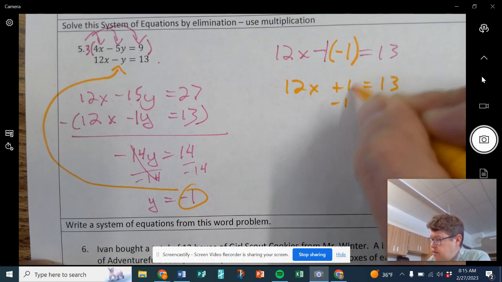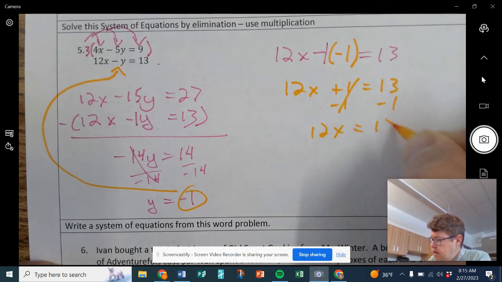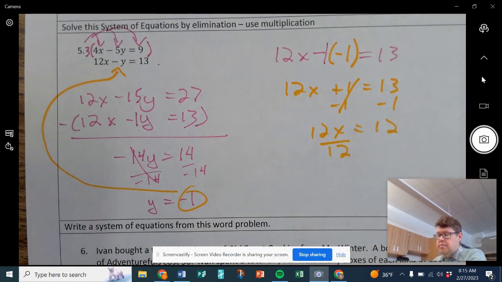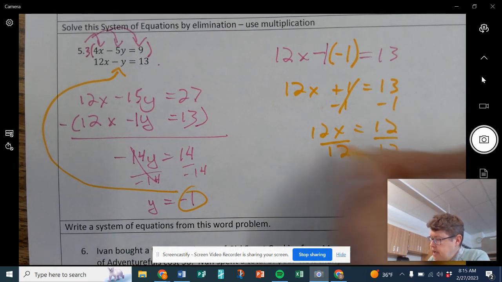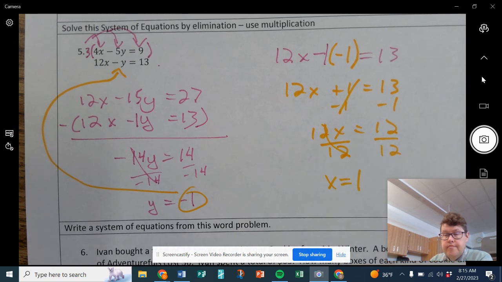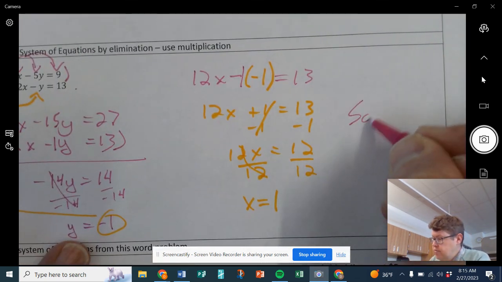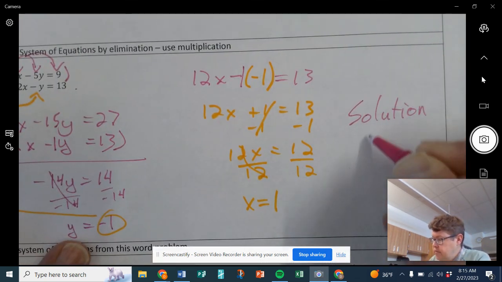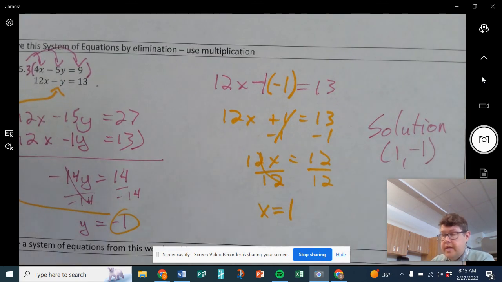We'll subtract 1 on both sides. We get 12x equals 12. We divide by 12 on both sides, and we get an x value of 1. So for our solution, make sure you put your x value first, so that positive 1 goes first, and then the negative 1 goes second.